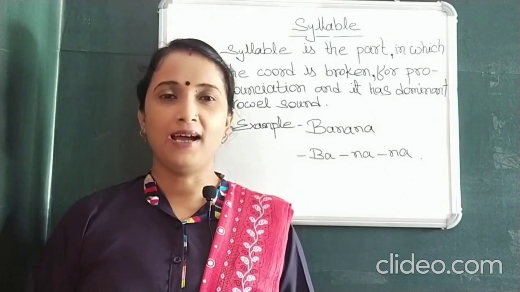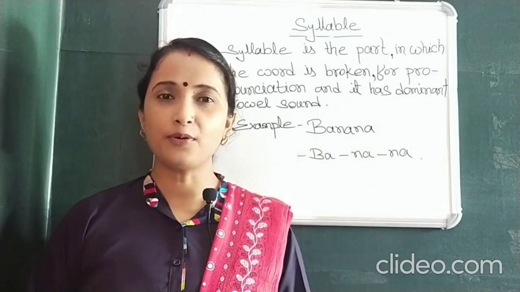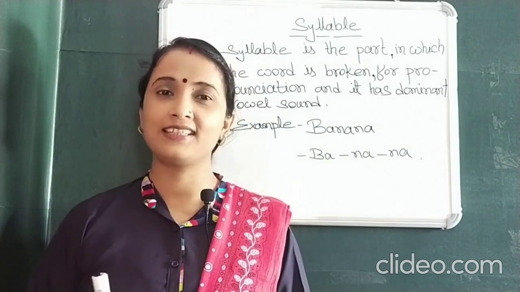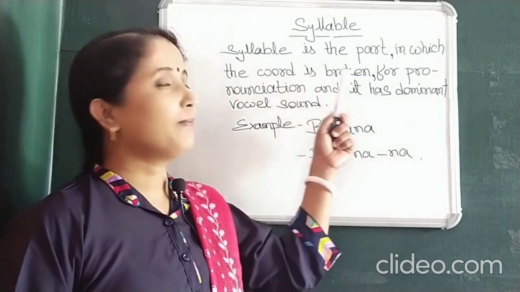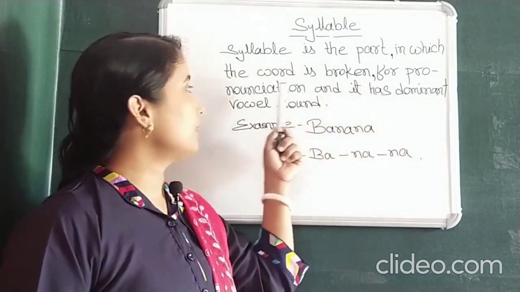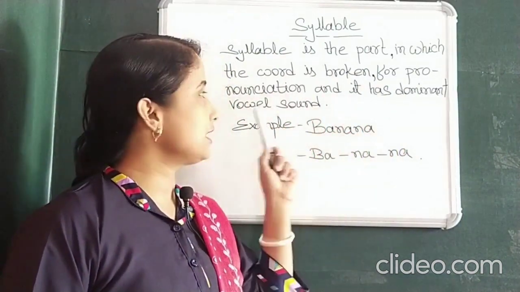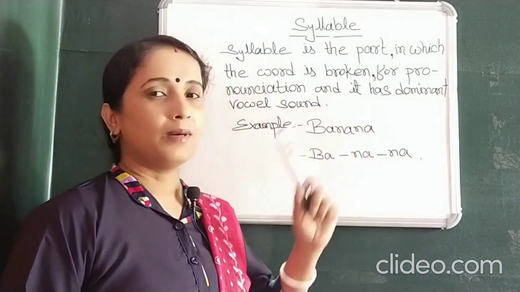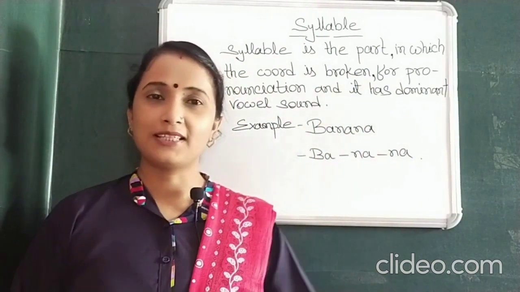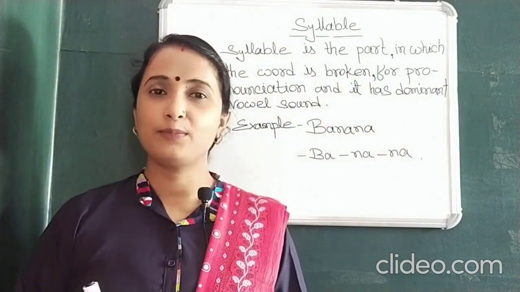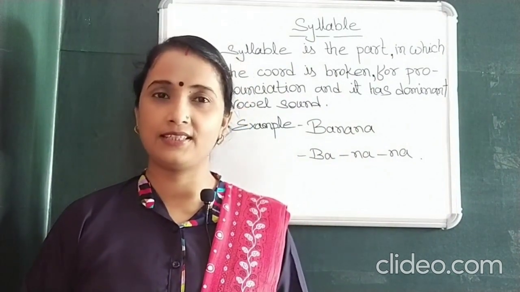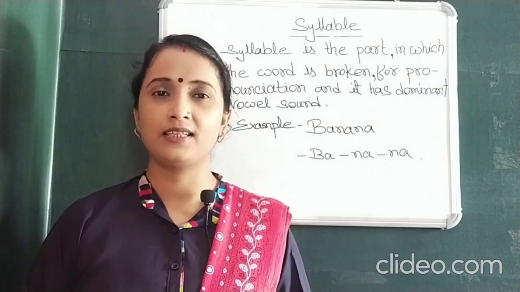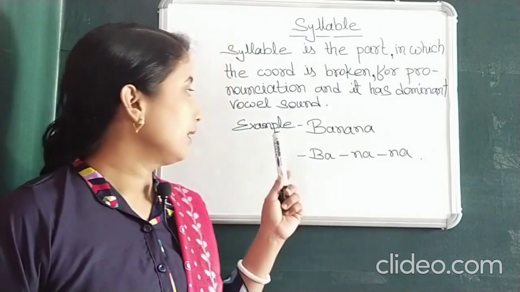Syllable is the part in which the word is broken for pronunciation and it has a dominant vowel sound. So what is syllable? Syllable is the part in which the word is broken for pronunciation and it has a dominant vowel sound. Let's see an example.